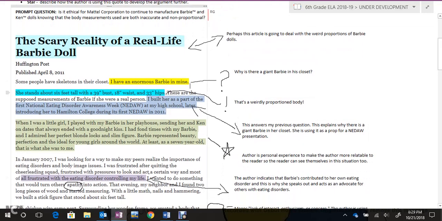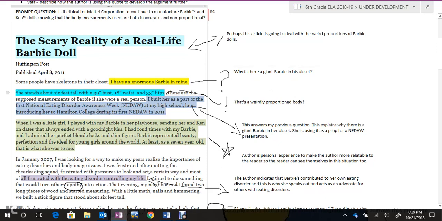So I keep reading. "She stands about 6 feet tall with a 39-inch bust, 18-inch waist, and 33-inch hips." Obviously, this would be shocking because that is a very weirdly proportioned body, much like a Barbie doll is very weirdly proportioned if blown up, as he found out with this article. And then you're going to have moments where you have your questions answered.